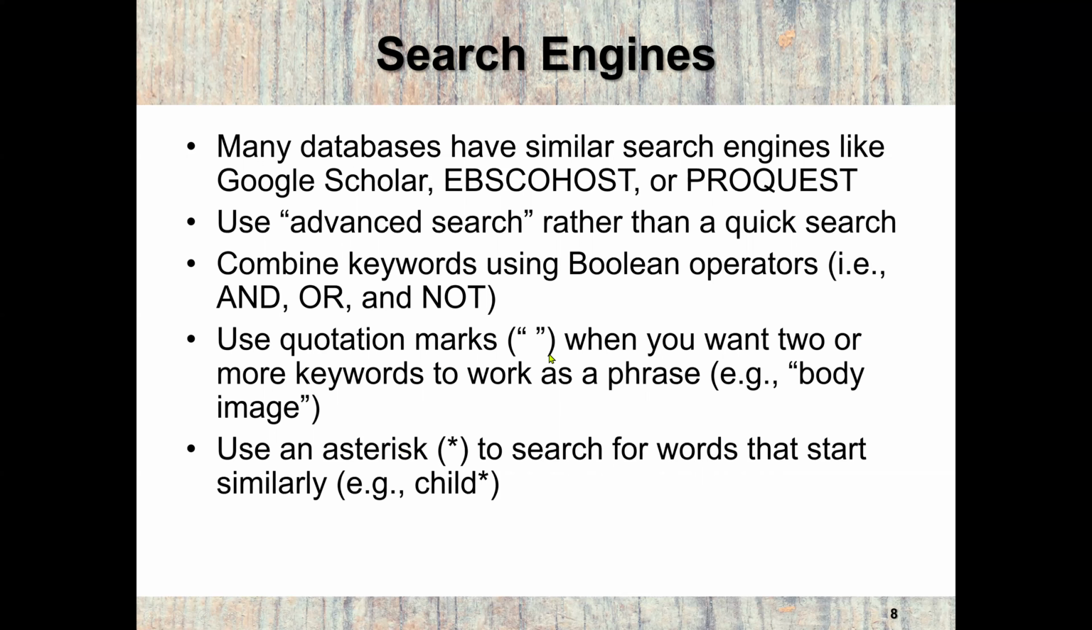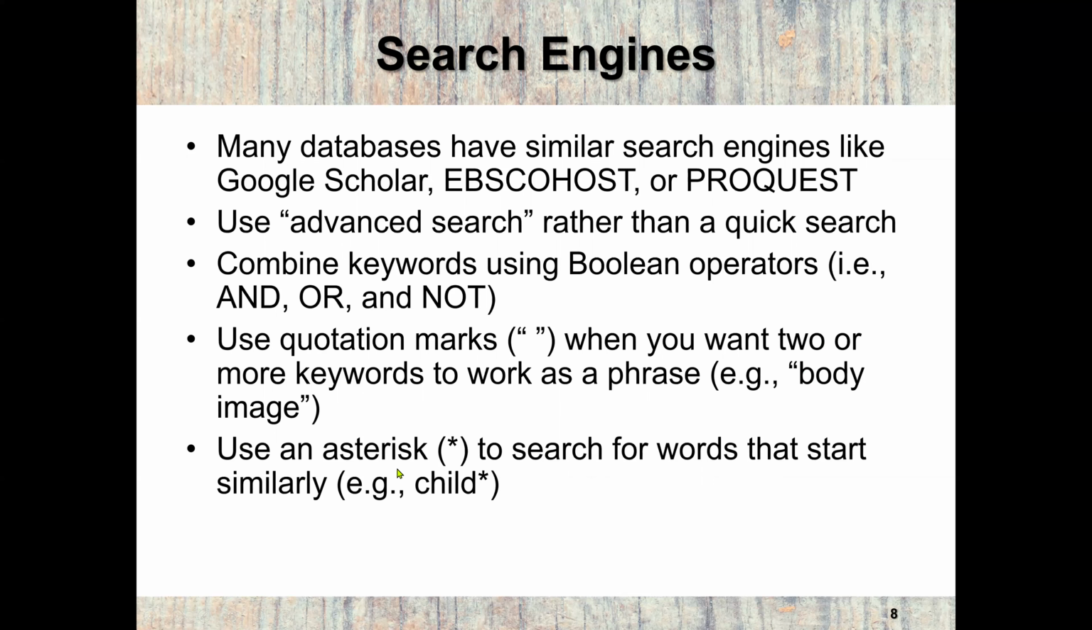Also, we can use the quotation marks, which is very good. Like for example, here, body image, I put it in quotation marks. So here they say when you want two or more keywords to work as a phrase, you can put them in quotation marks. So I need something like body image together. Now if you put body and image without quotation marks, you can get hits for only body, hits for only image, or for both of them. But when you put it in double quotation marks, it will give you only results for body image.